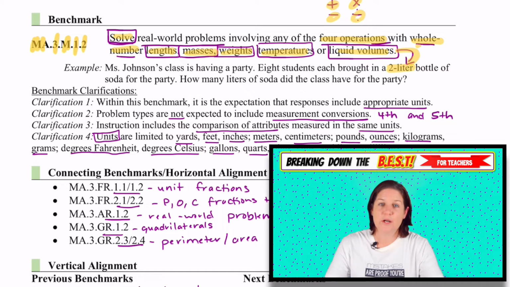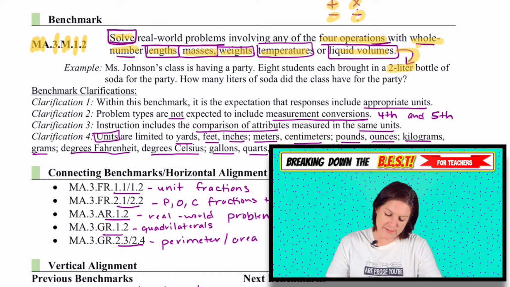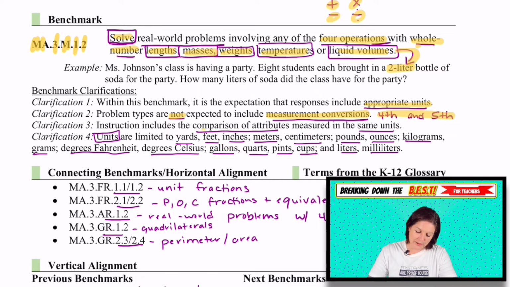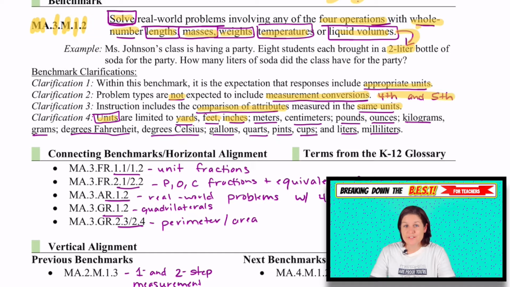Let's take a look at these benchmark clarifications. So it says, within this benchmark, it is the expectation that responses include appropriate units. Problem types are not expected to include measurement conversions because we're saving that party for 4th and 5th grade, all right? Instruction includes the comparison of attributes measured in the same units. And units are limited to yards, feet, inches. Those are customary length units.